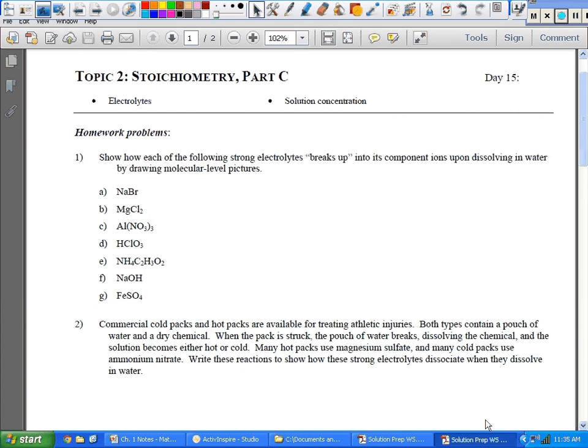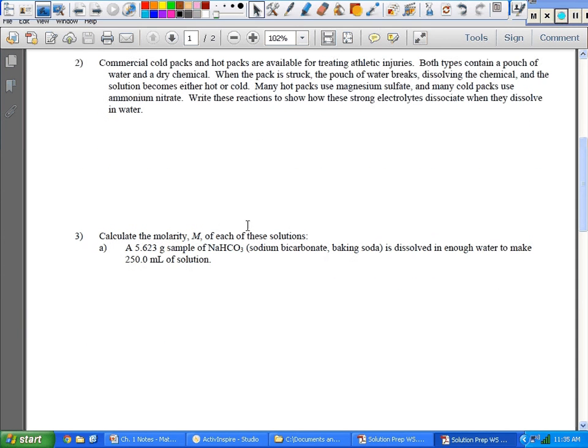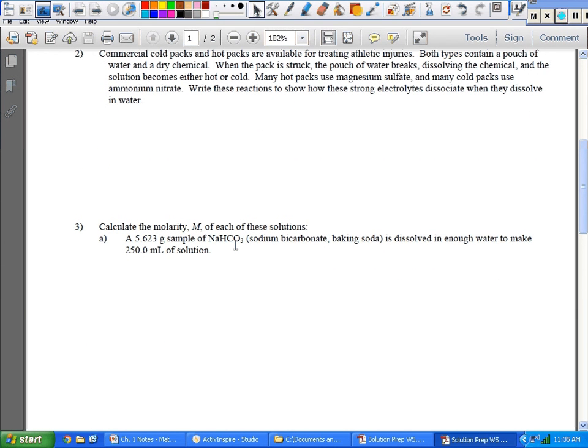Commercial cold packs and hot packs are available for treating athletic injuries. Both types contain a pouch of water and a dry chemical. When the pack is struck, the pouch of water breaks, dissolving the chemical, and the solution becomes either hot or cold. Many hot packs use magnesium sulfate. Many cold packs use ammonium nitrate. So before I go any farther, I'm going to tie this into a future problem.